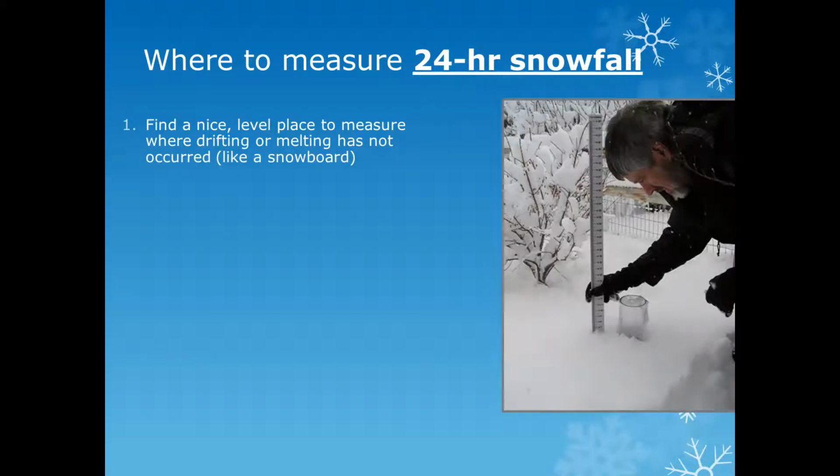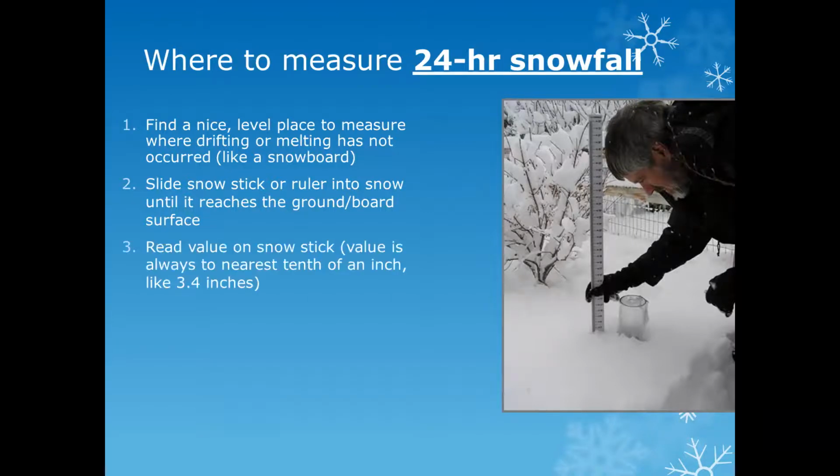But not all the snows are like that, and not all of them are like this one that Nolan's measuring. Everything settles nicely on a nice thick layer of snow. But you want a flat place to measure. And if there's not been much wind, for example, an outdoor table might be sufficient to do that with. You want to slide your snow stick or ruler into the snow until you reach the board or the ground surface. Again, be careful of grass, and we'll talk more about that a little later. You read the value on the snow stick to the nearest 1/10 of an inch.